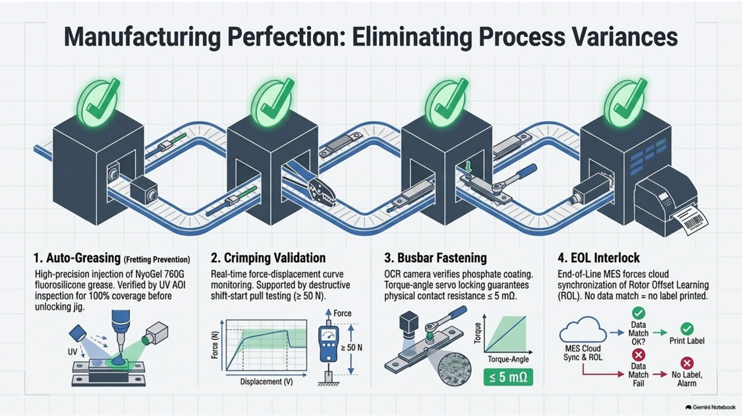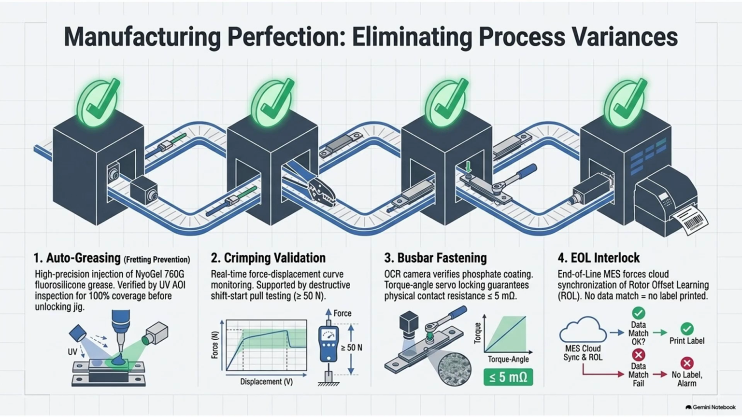The EOL station is where the fully assembled motor is spun up for the first time. The system performs a rotor phase self-learning offset, or ROL. The test bench spins the motor and uses highly accurate external sensors to measure the physical back electromotive force generated by the stator coils. And by mapping the precise zero crossing point of the back EMF sine wave, the system pinpoints the exact physical magnetic 0-degree mark of the rotor.